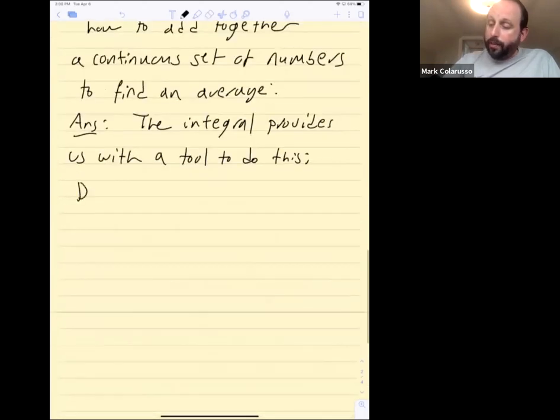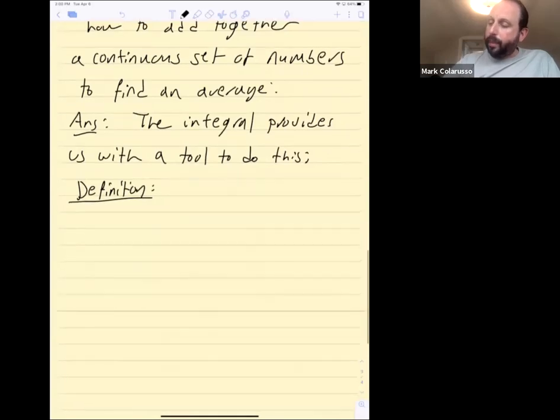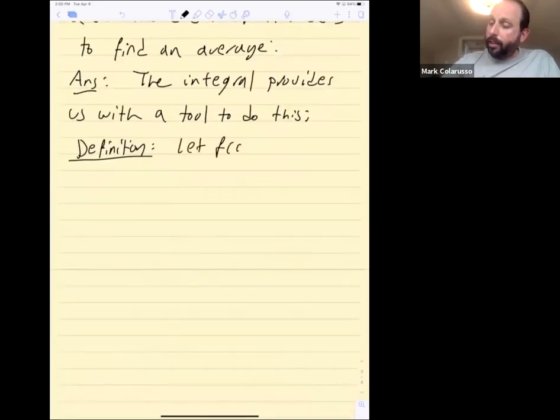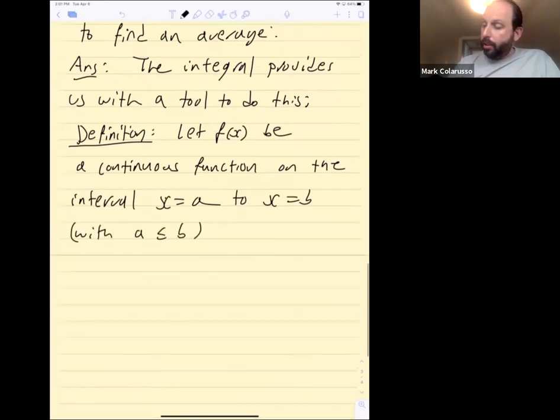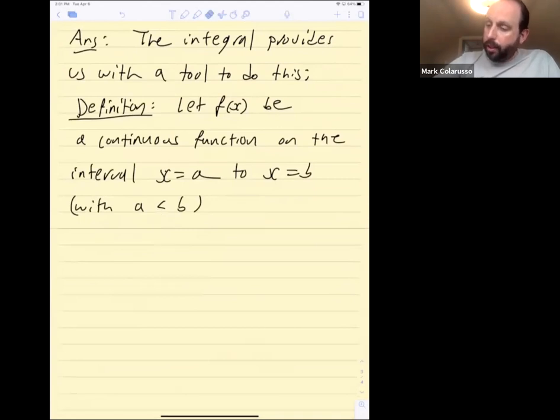Okay, so I'll make the definition. Let f of x be a continuous function on the interval x equals a to x equals b, with a less than b.